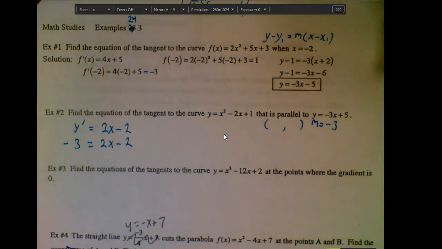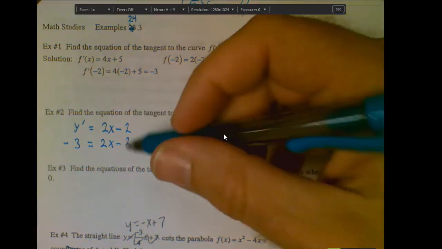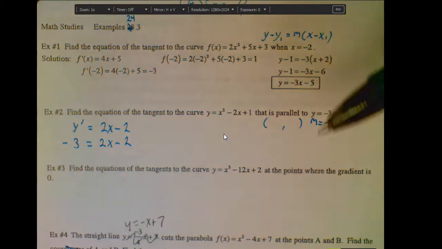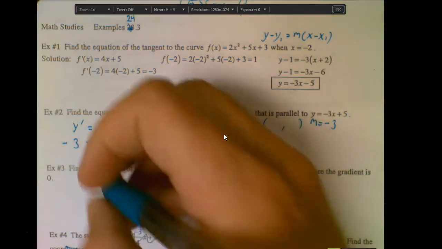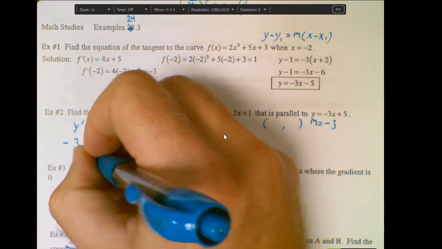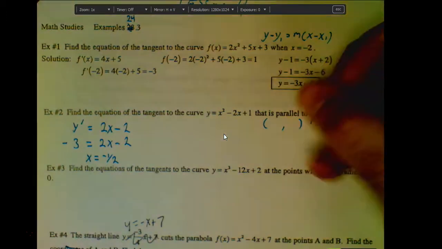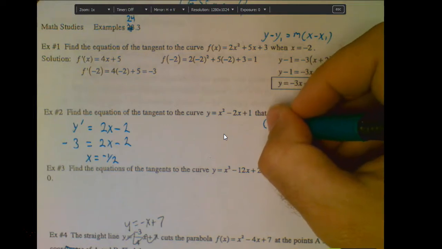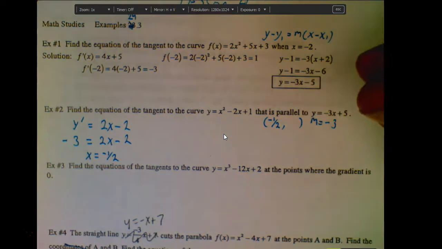And we can now use that to solve for x. So if we add the 2 over and then divide by 2, it looks like we get -1/2 for x. So we are almost there. We now just need a y coordinate.